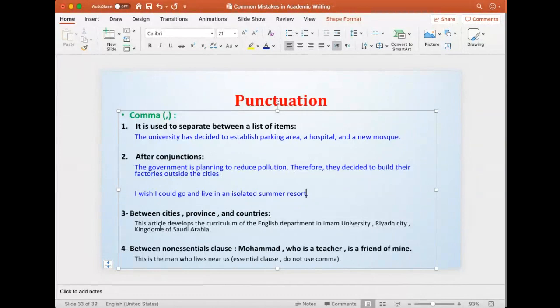Between cities, provinces, and countries, like this article develops the curriculum of the English department in Imam University, Riyadh City, Kingdom of Saudi Arabia. So both those universities belong to the kingdom. Okay.